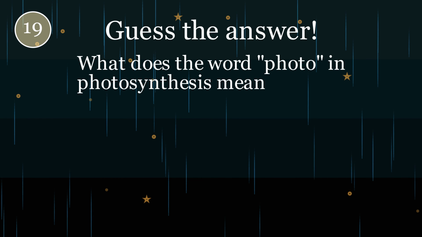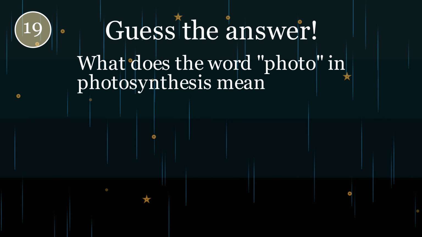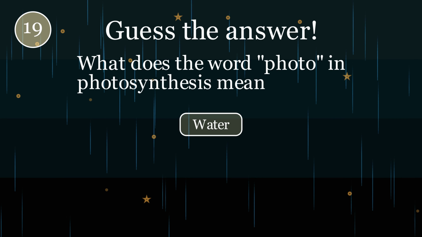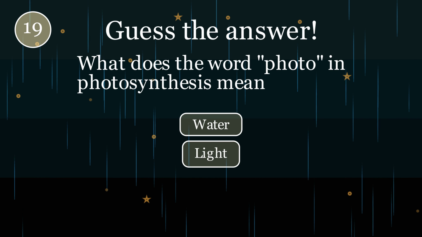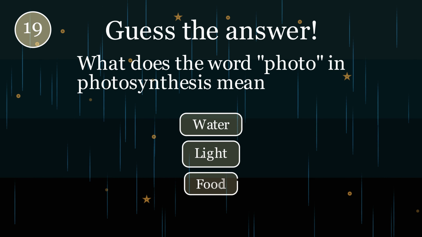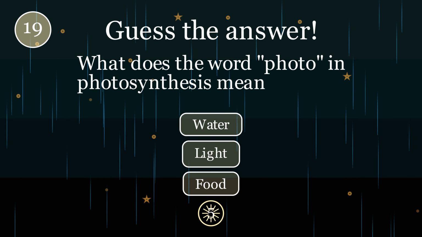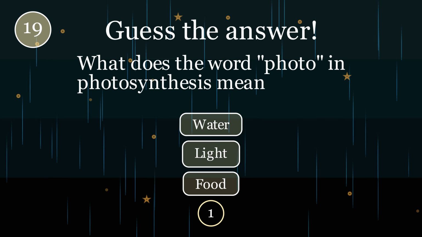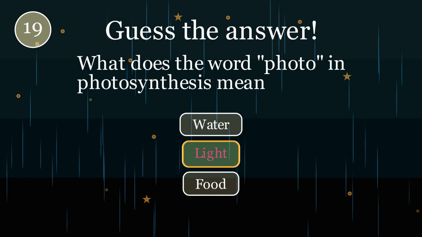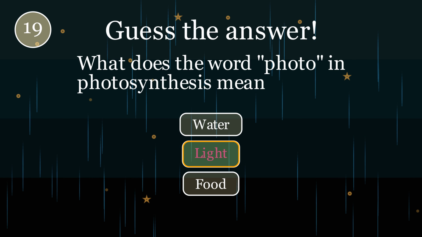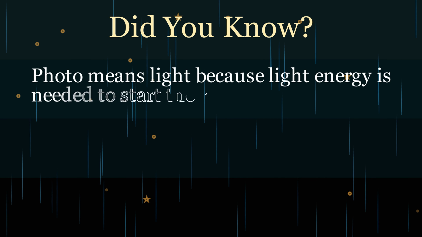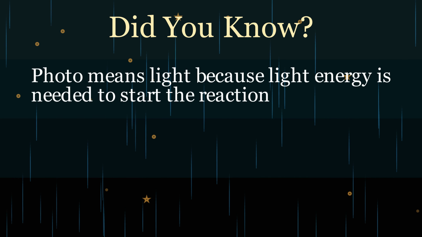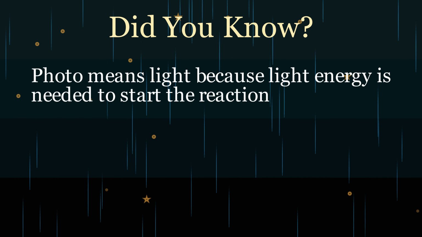What does the word photo in photosynthesis mean? Water. Light. Food. The correct answer is light. Here's a nugget of wisdom. Photo means light because light energy is needed to start the reaction.